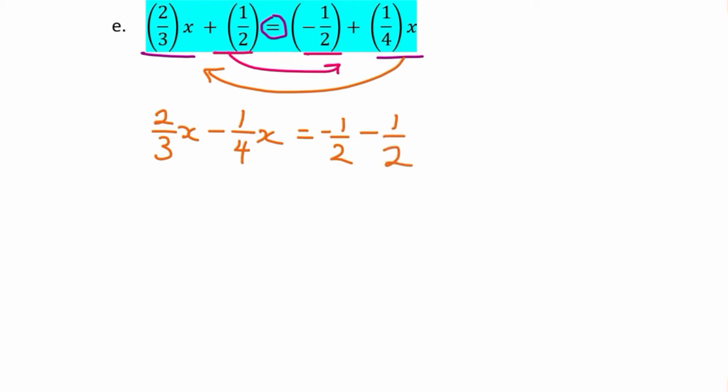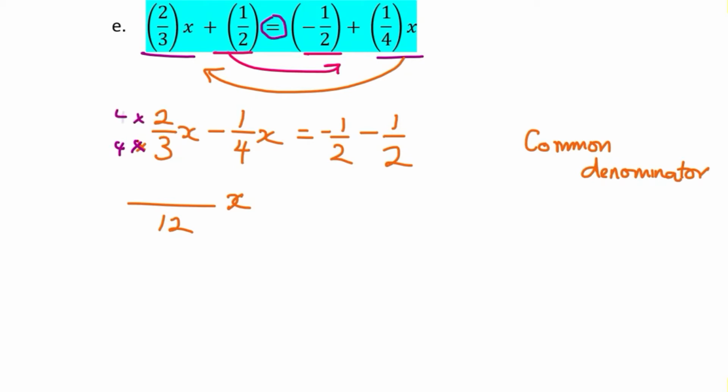Since we have fractions on both sides, we need to find the common denominator. If you recognize that, you'll be able to get everything into one complete fraction. On the left side we have our x with 3 and 4 as the denominators, which means the common denominator is 12. So you multiply this one by 4 and this as well by 4, and on this side you multiply this by 3 and that by 3.